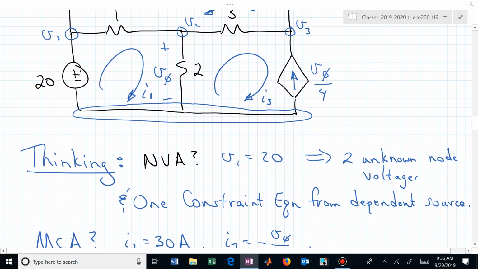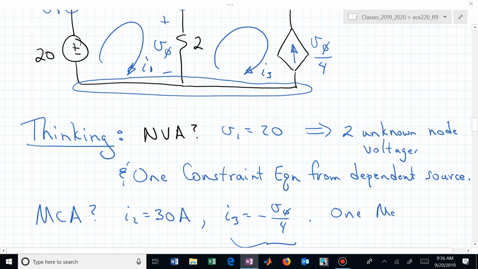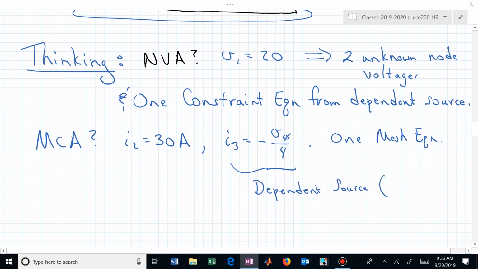And that really just leaves me with one mesh equation. Now, this dependent source is giving us a constraint equation. But now, what do you want to do? One mesh equation or two node voltage equations? One or two. If you're trying to get in shape, maybe you want to do the two. But if you're wanting to be efficient, maybe you want to do the one equation. So let's do mesh current analysis.